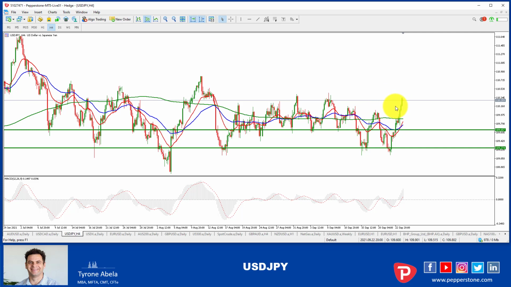So you want to see either a daily or at the very least a 4 hour break of these zones. I would be inclined to be waiting for a daily break above resistance or below support to actually see if this one's going to break out and start to go longer or shorter on a bigger time frame, because it's been here for so long. It's going to take a break of some significance now to prove that it's actually going to start trending. Otherwise, it's probably just going to be a fake out.